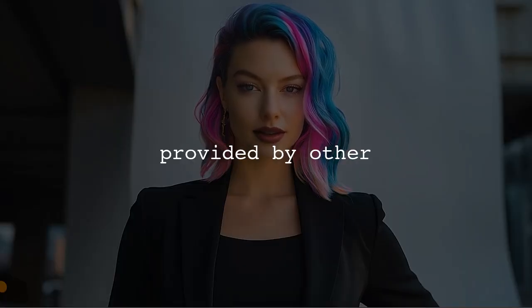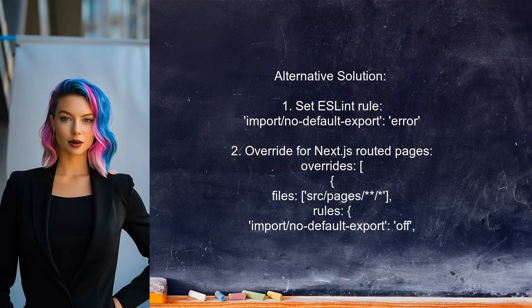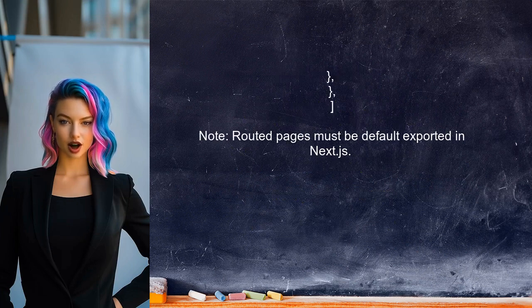Now let's look at the answers provided by other users. One alternative solution for configuring ESLint to disallow default exports comes from a user who works with Next projects. They suggest using the rule import/no-default-export set to error for most files. However, they make an exception for routed pages where this rule is turned off.